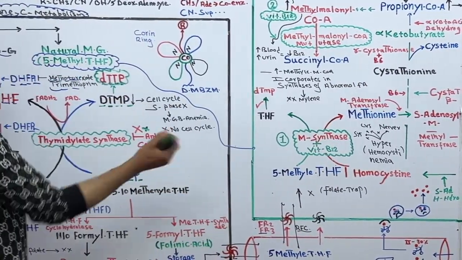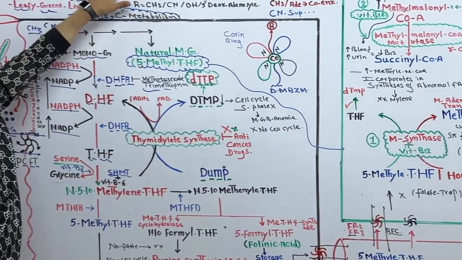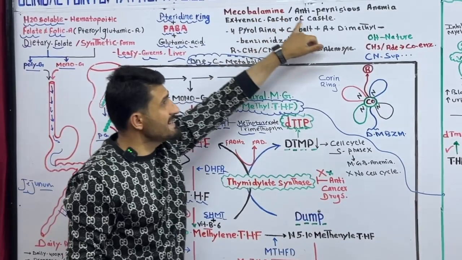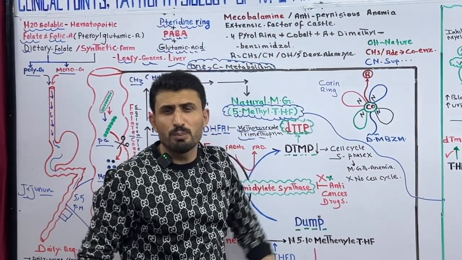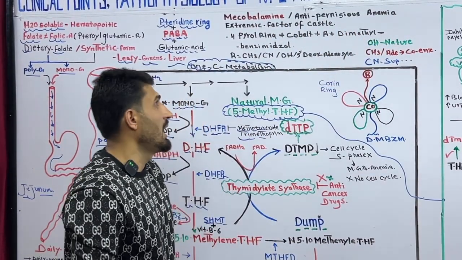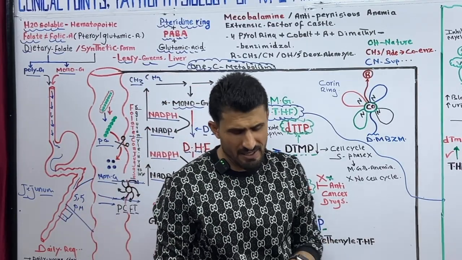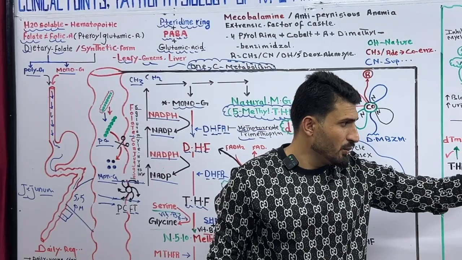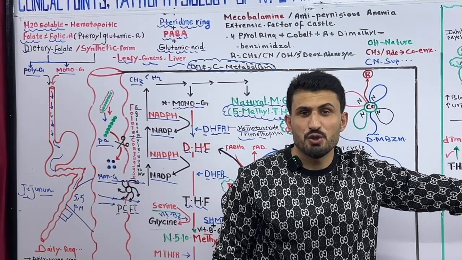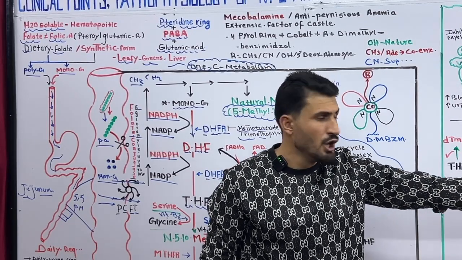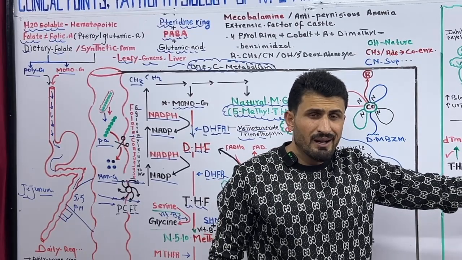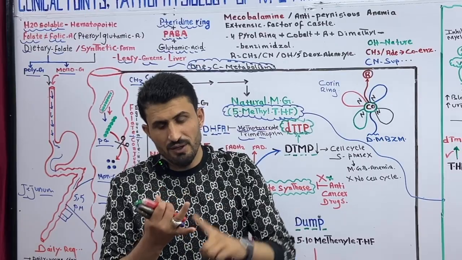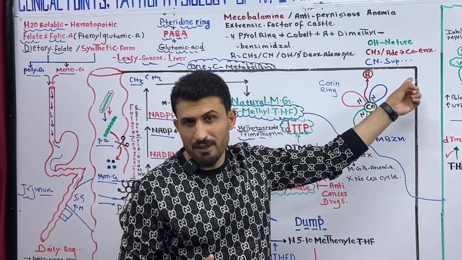Now about vitamin B12. Vitamin B12 is also called mecobalamin. Now it's also called anti-pernicious anemia factor. Why? Because pernicious anemia is a type of anemia in which the stomach cannot produce intrinsic factor. Okay, we'll talk about it. So now those people who cannot produce intrinsic factor also cannot absorb vitamin B12.